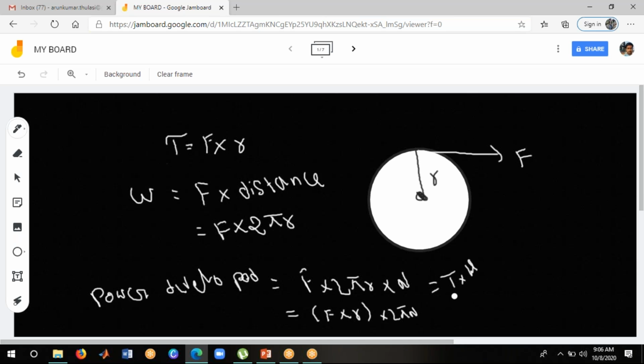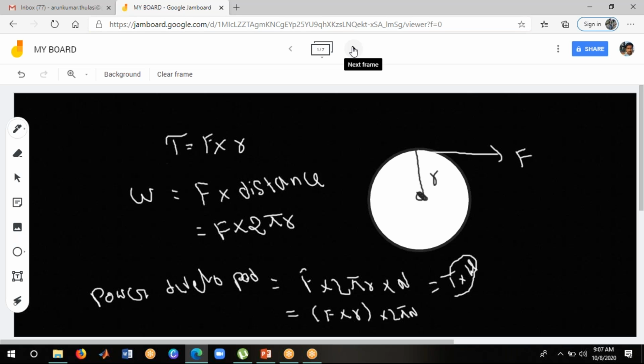So what is the form of this power? Is this electrical power or mechanical power? What is the form of this energy? Mechanical energy or electrical energy? Mechanical energy, right. So we can obtain mechanical energy from here.